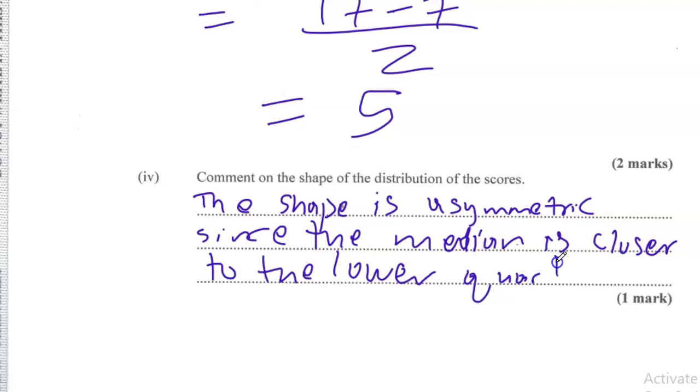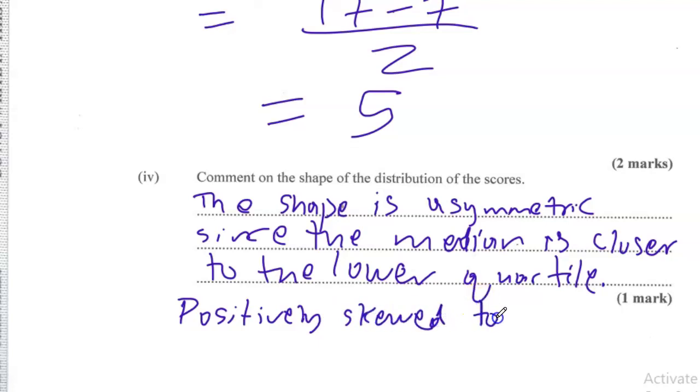Another term we could use is skewed. It's skewed, and we could also say it's positively skewed to the right. Positively skewed to the right.